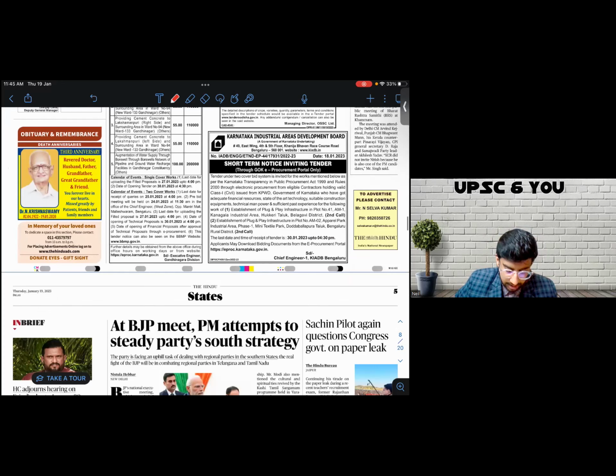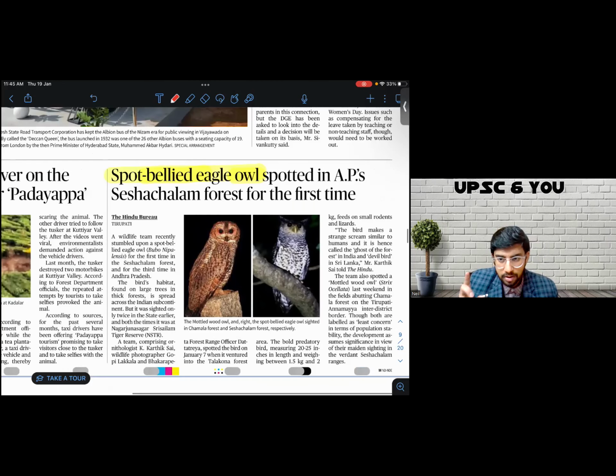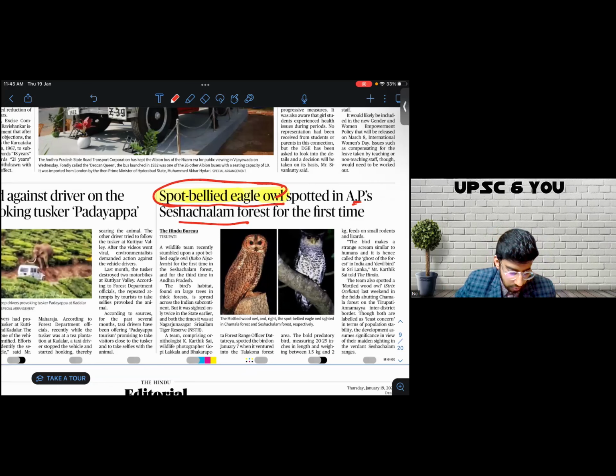Nothing exam worthy. So yesterday we saw this bird being seen after 94 years in, I think, Mizoram. Here they speak about how spot-bellied eagle owl is spotted in Seshachalam forest. I don't make a note of this information. I just see that something which is named spot-bellied is a bird. Spot-bellied, maybe something else bellied or spot dash. So similar sounding names can belong to a bird. That is my learning from reading this news.